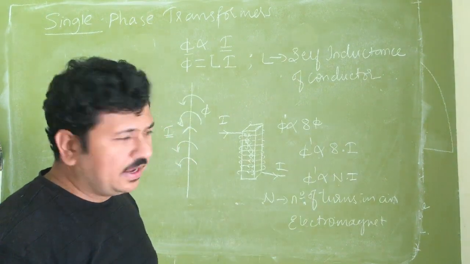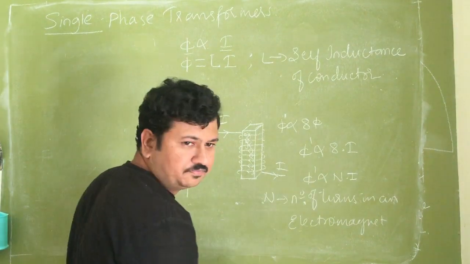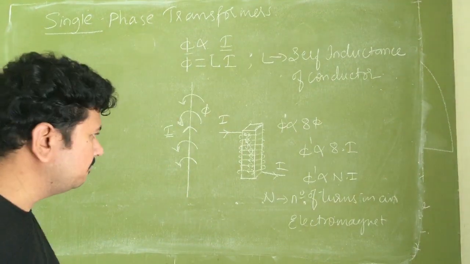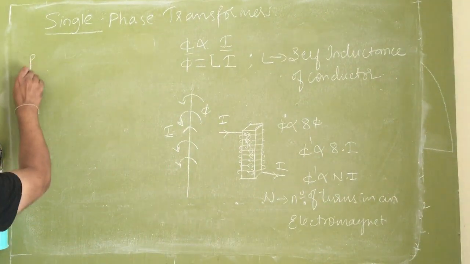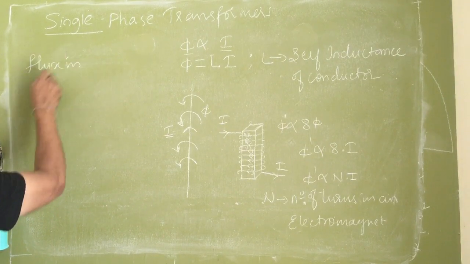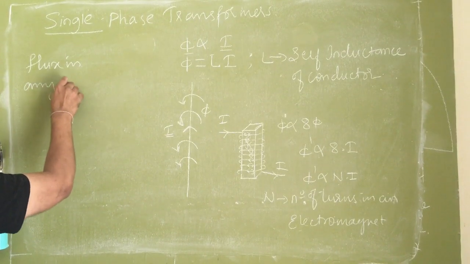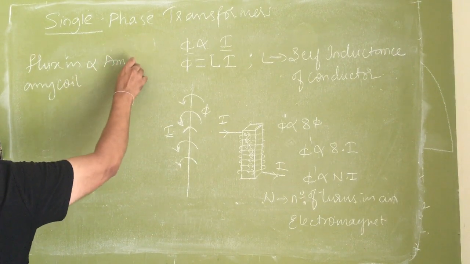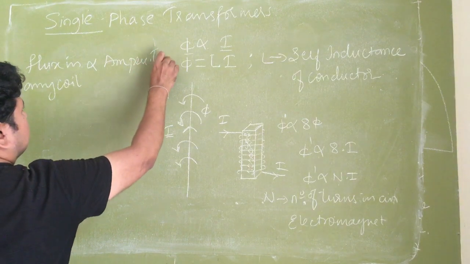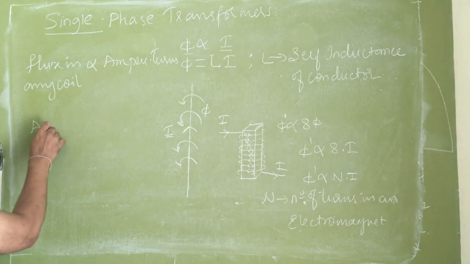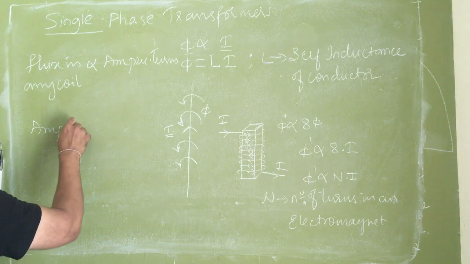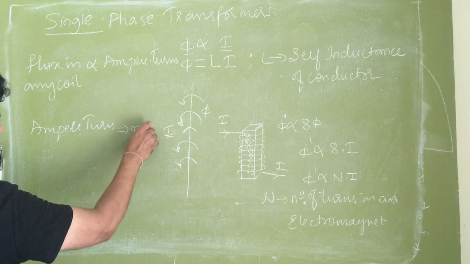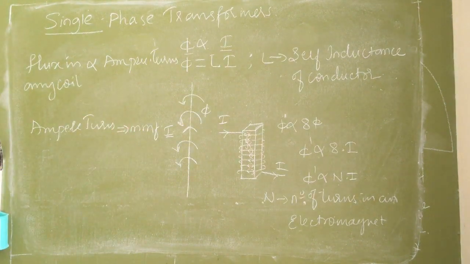So this flux phi dash is now proportional to what? N into I. What is this N into I? It is called ampere turns. So this flux in any coil is proportional to ampere turns. And this ampere turns is nothing but MMF.